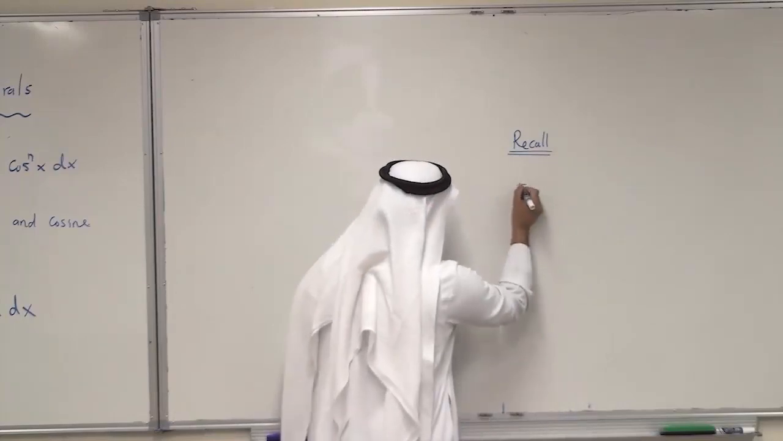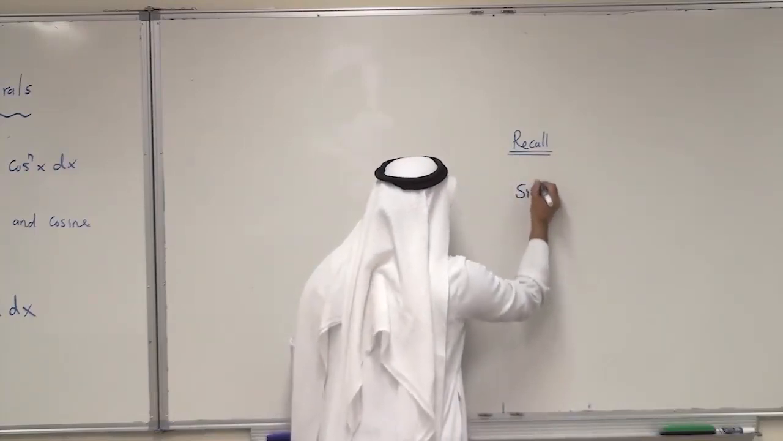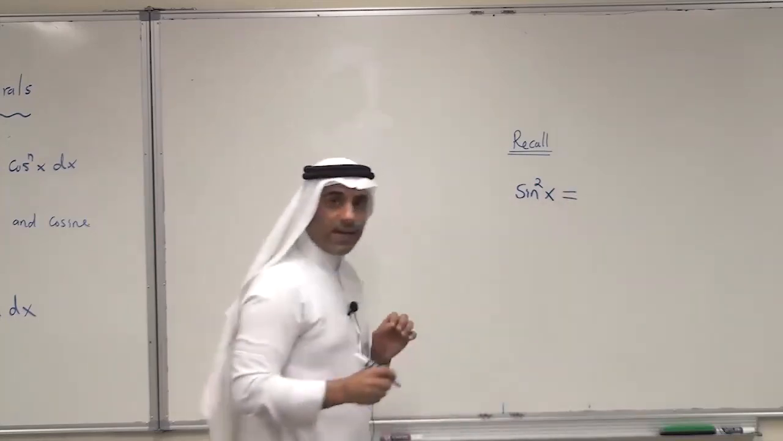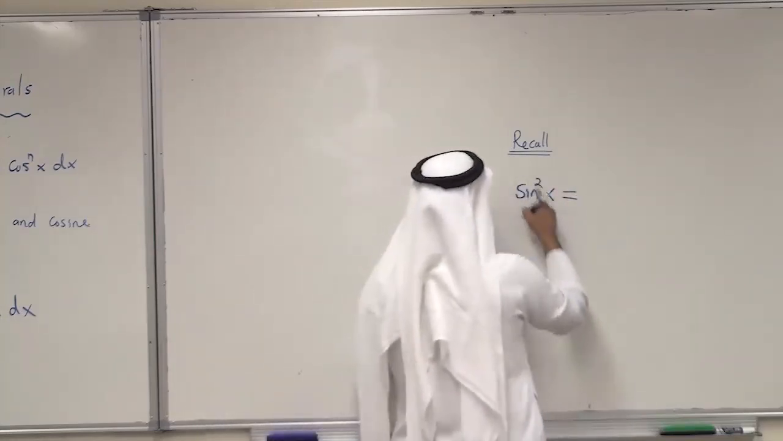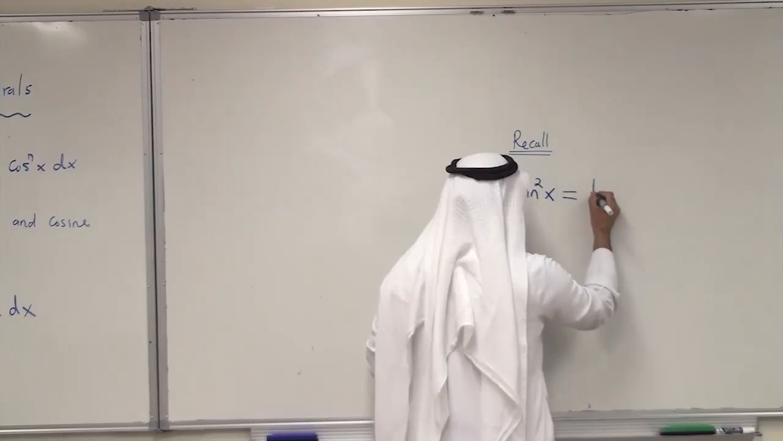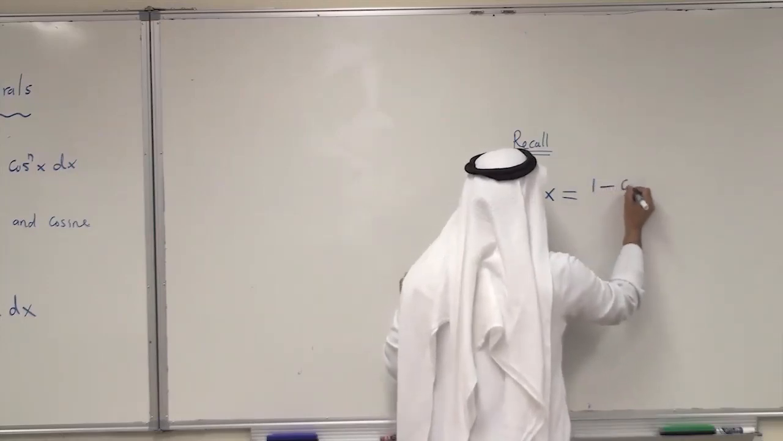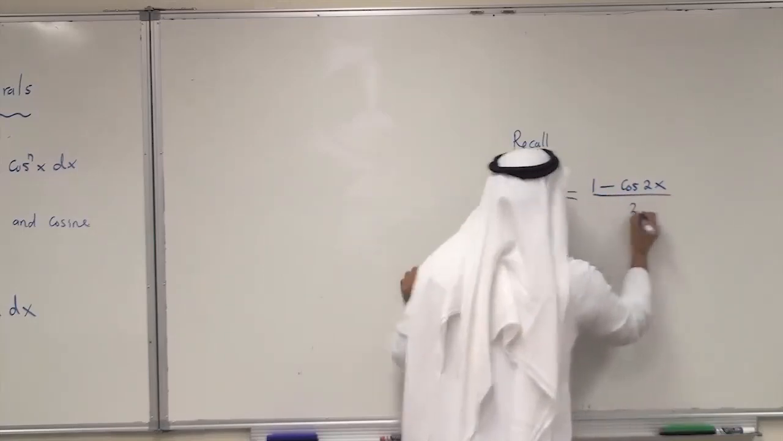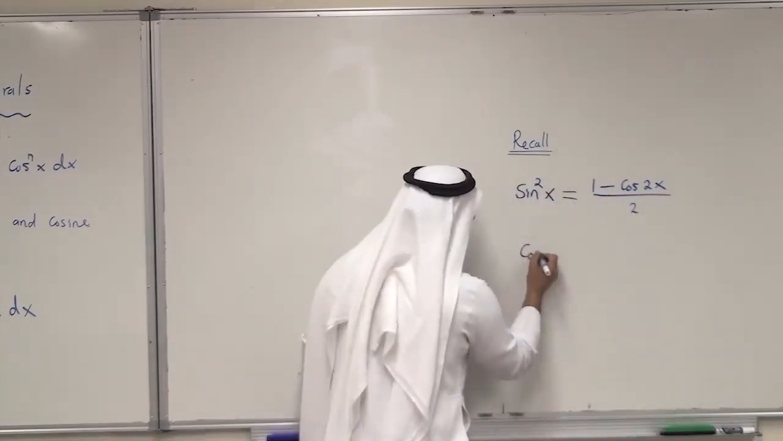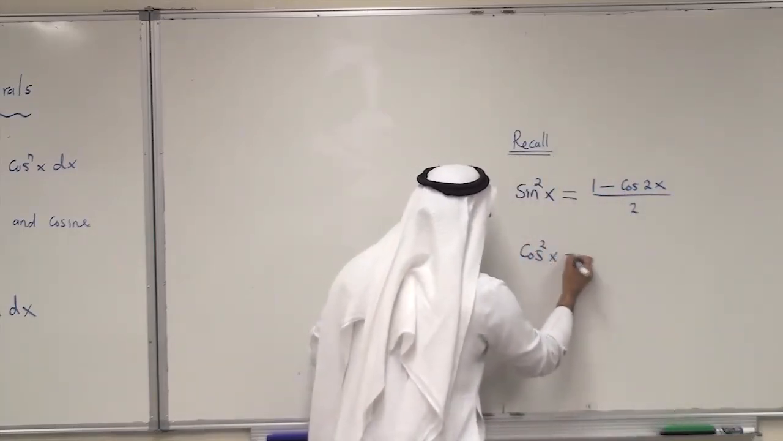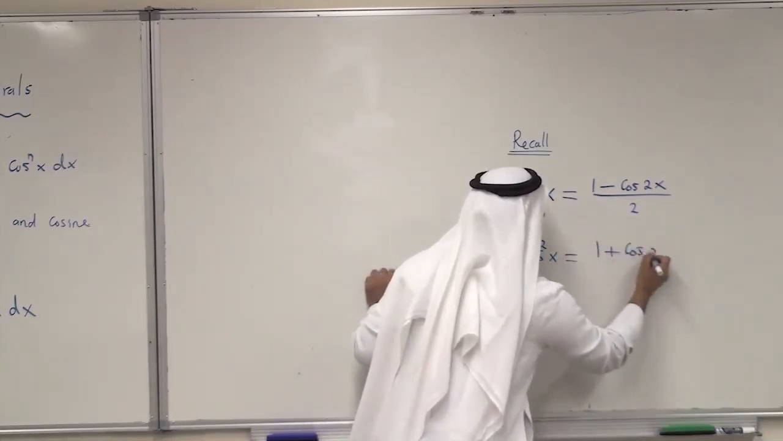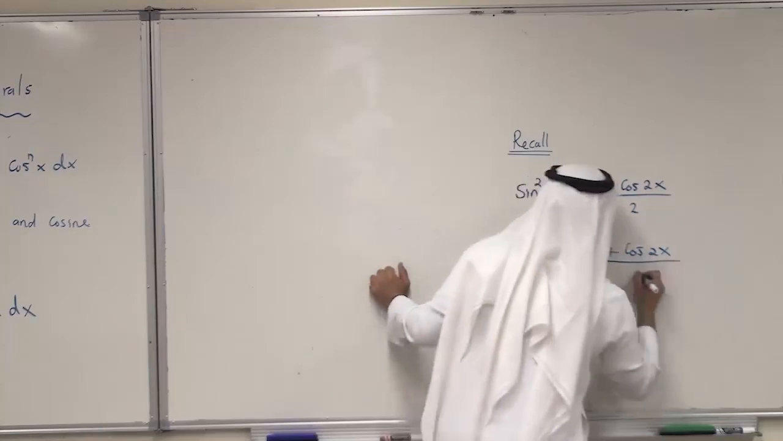We have always sine squared of x, which is what we call the half angle identity. It says sine squared of x is 1 minus cosine 2x divided by 2. And we have cosine squared of x, it is equal to 1 plus cosine of 2x divided by 2.